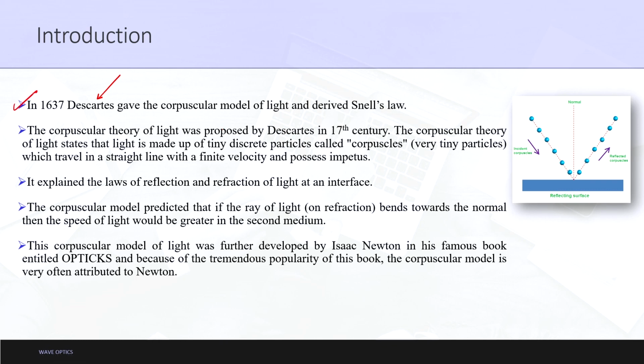The corpuscular theory of light was proposed by Descartes in the 17th century, as already told, in 1637. So, what was this theory? This theory states that light is made up of very tiny discrete particles. Please understand the concept here. Descartes described light as consisting of many tiny particles, and the complete collection of these was considered as light. If we have many discrete particles moving in a straight line, then we consider that light is moving in a straight line.